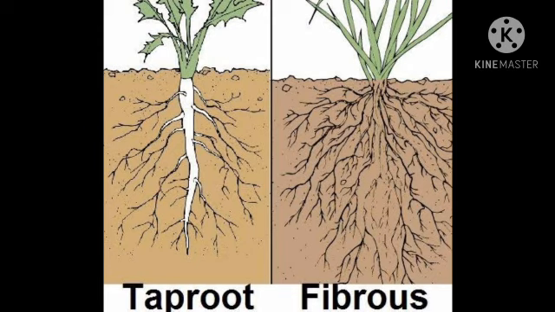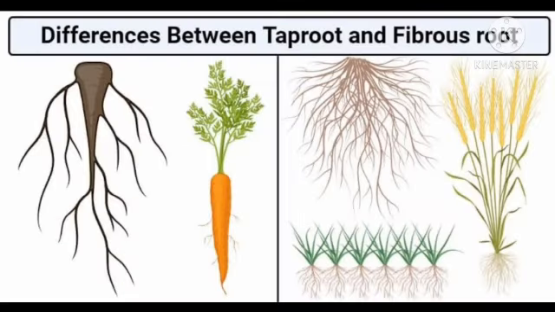Fibrous roots are the opposite of the taproot system. They are usually formed by thin, moderately branching roots growing from the stem. Examples are rice, wheat, millet, etc. Both the roots are different from each other.